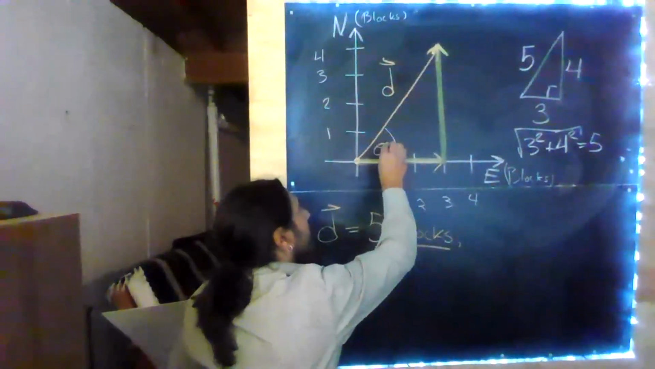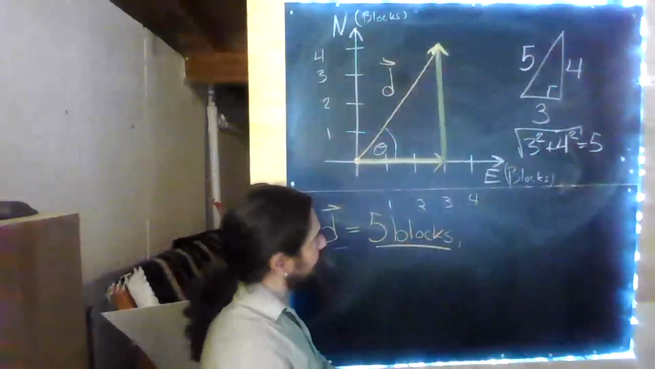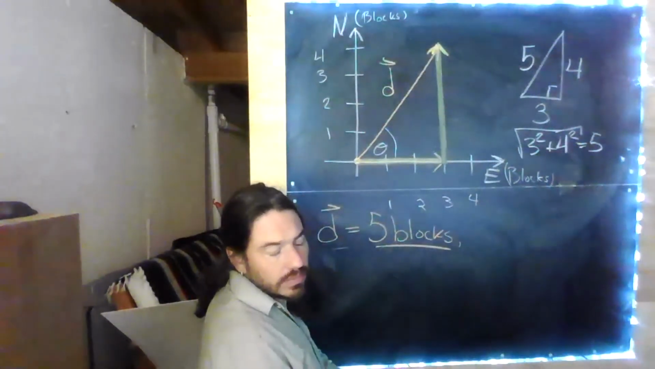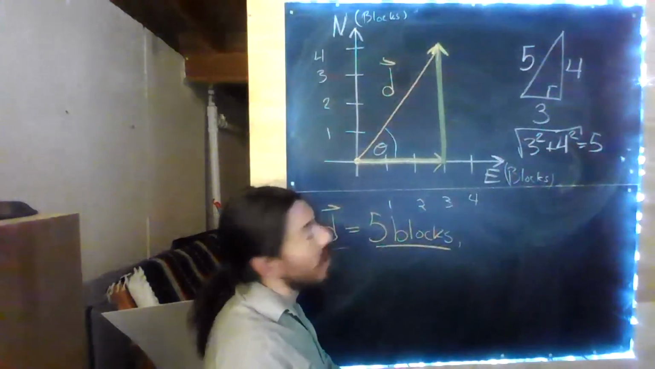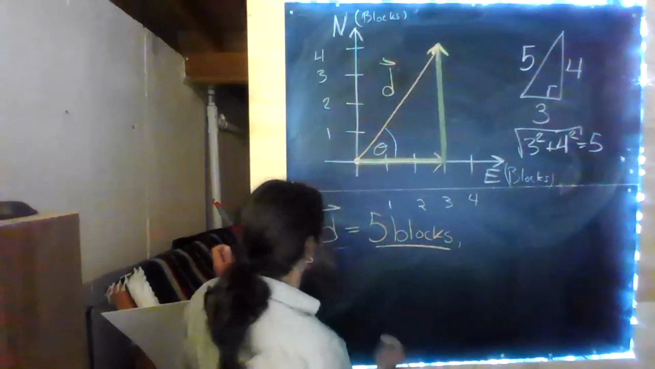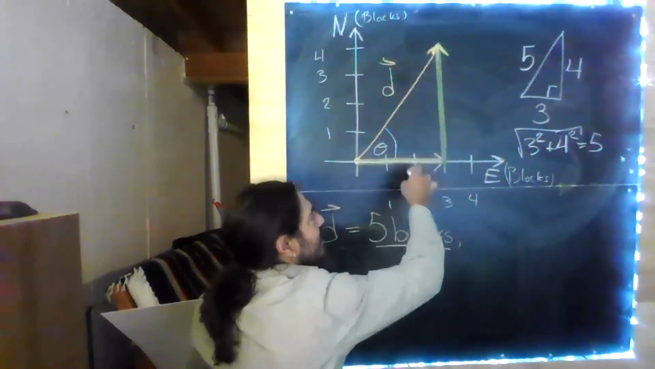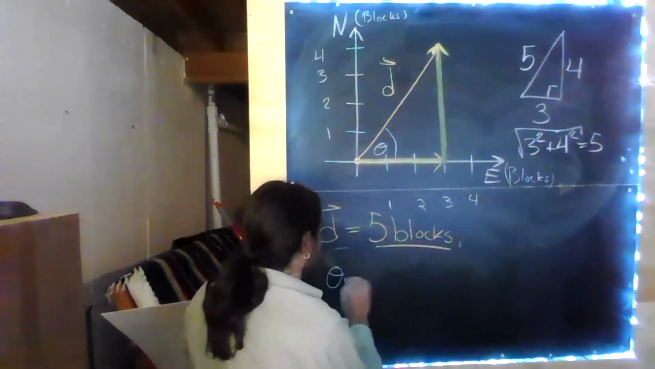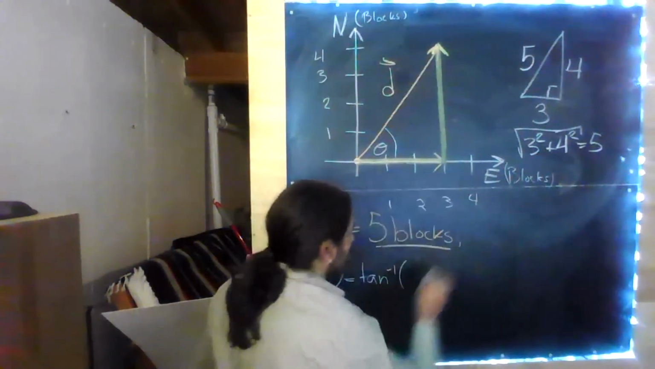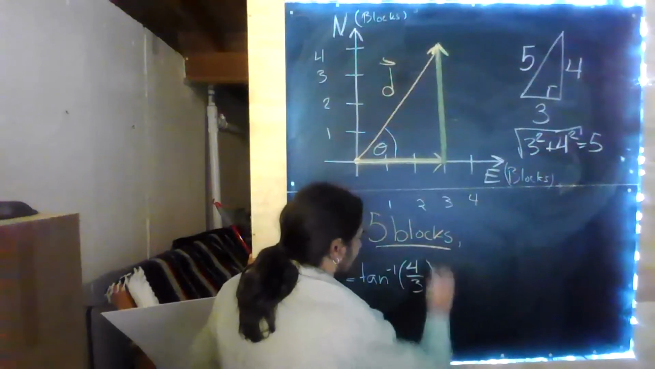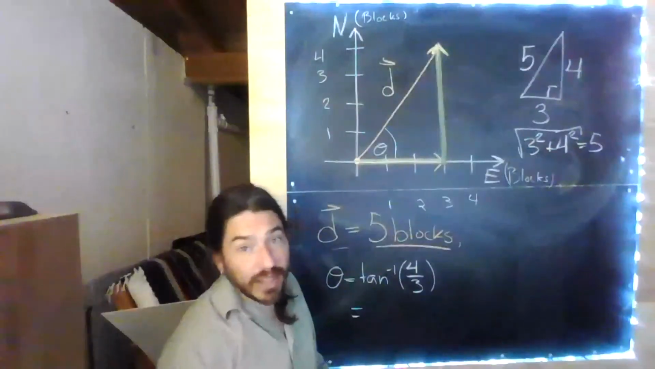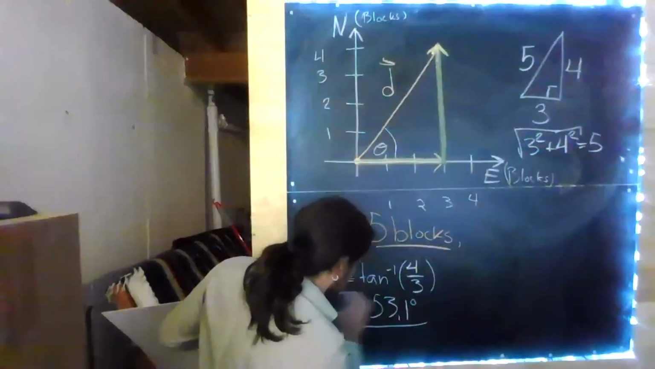So let's call this theta then. And now we can do a little bit of trig. Which trig function would you use? Well, it really doesn't matter because we've got all 3 sides. We could use any of them. For me, I thought of using the tangent first. So we know the opposite and the adjacent. So I'm going to write theta equals the inverse tangent of opposite 4 over adjacent. And then I'm going to run my calculator, and I get 53.1 degrees.